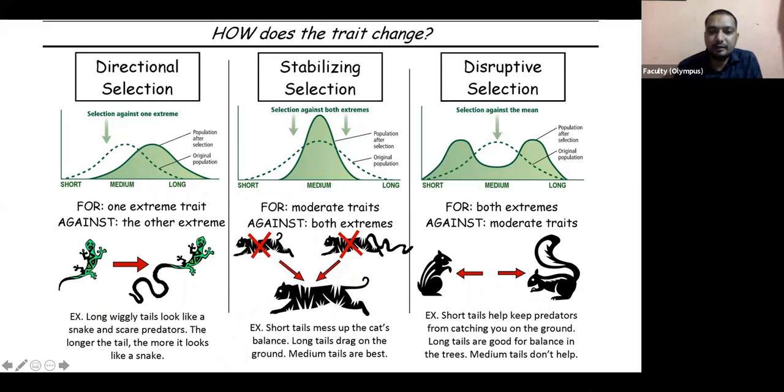Then what should be the best case scenario for this? Tigers have tails that look like this, intermediate tails. It satisfies the requirements of balancing and also doesn't cause a problem in chasing the animals that it needs to eat. So something intermediate is favored. In that case, it is called stabilizing. Something intermediate is being favored over either extreme, instead of short and long tails. An intermediate characteristic is favored. That is called stabilizing selection.